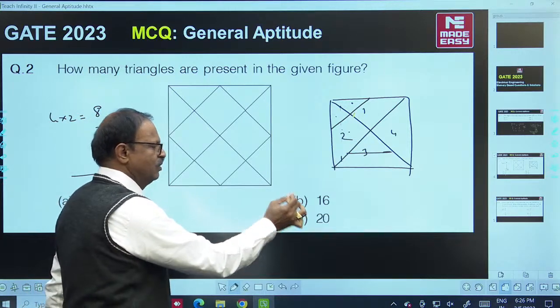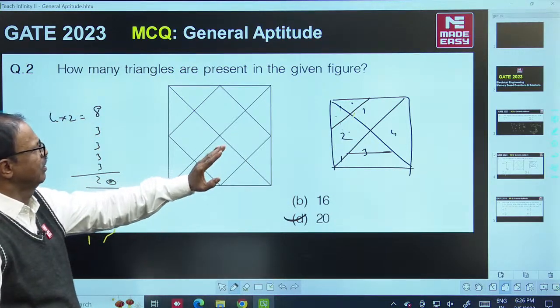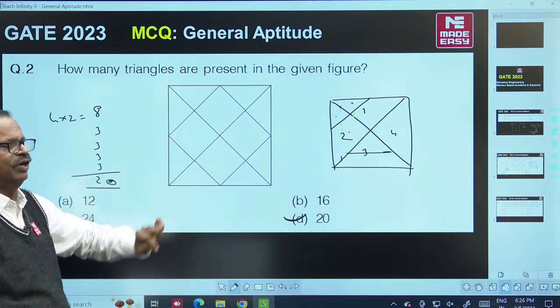This will be a common sense question. Even without writing, just by counting, we can say 20 triangles.